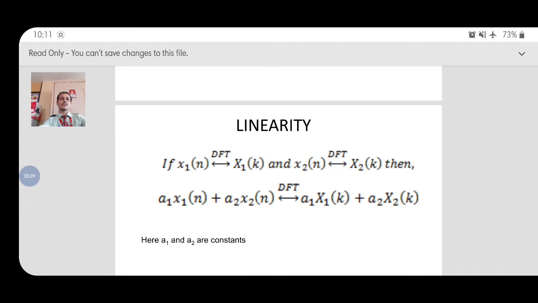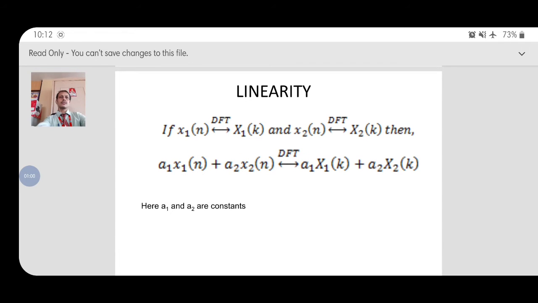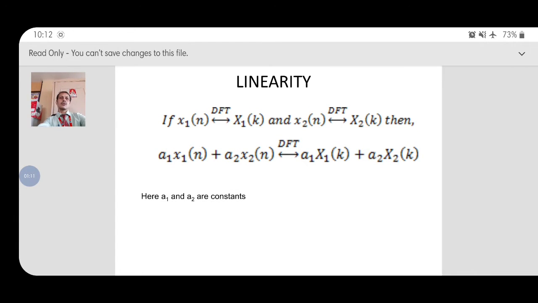Now the first property is the linearity property. Here we are going to consider two signals, x1 of n and x2 of n. The DFTs of these signals are x1 of k and x2 of k respectively. Then the DFT of a1 x1 of n plus a2 x2 of n is a1 x1 of k plus a2 x2 of k, where a1 and a2 are constants.